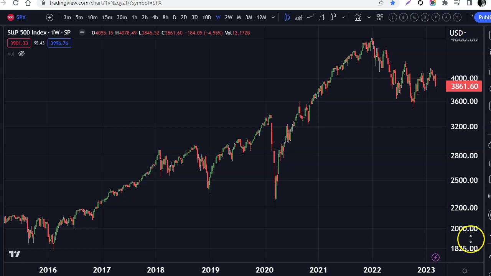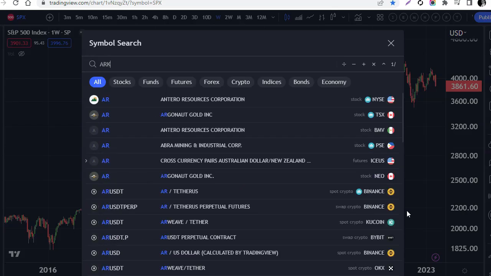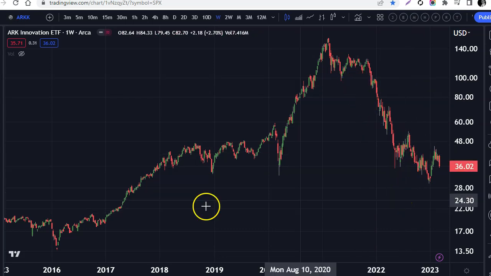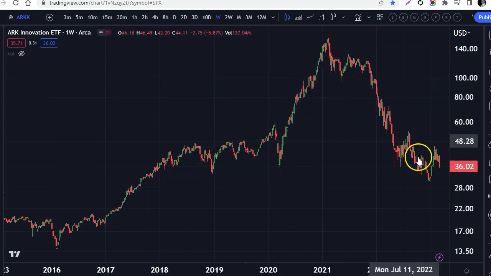And if I switch the chart to a different one, you'll see that it doesn't look the same. Something changed, and you can see that the trend changed in this symbol. This is just ARKK. It was in a rising trend, and then something changed.